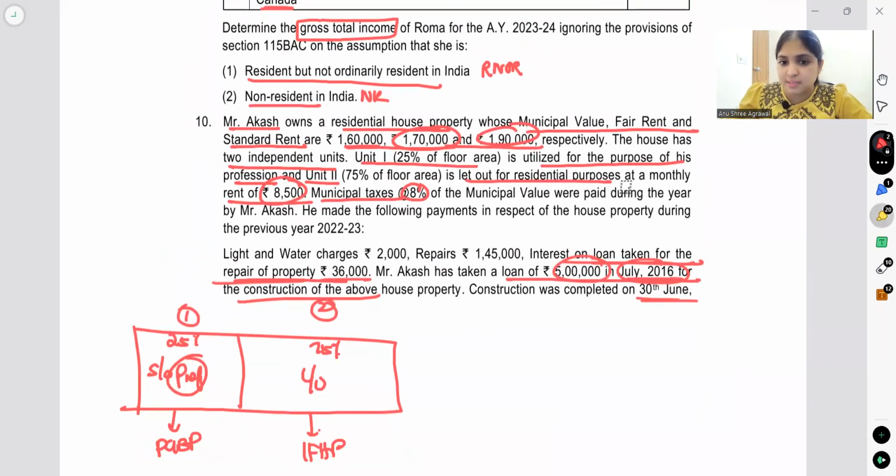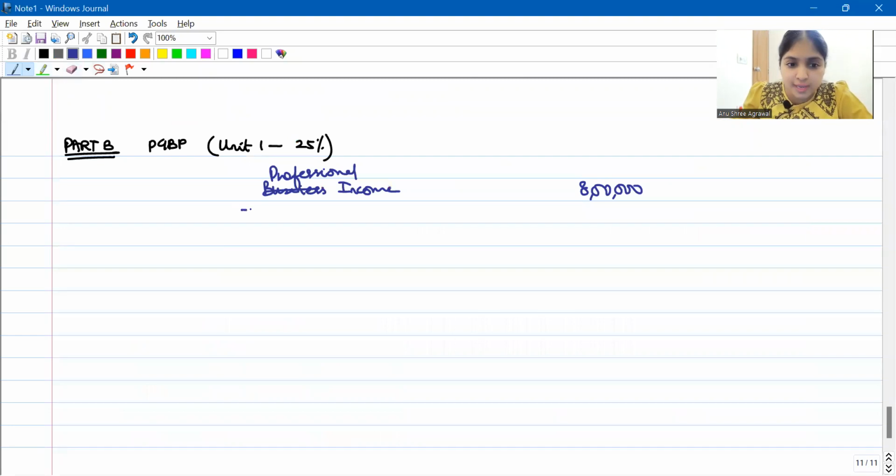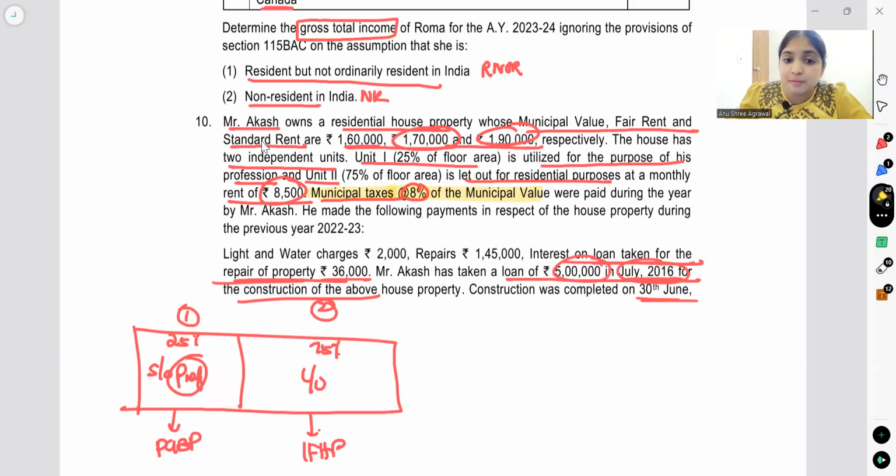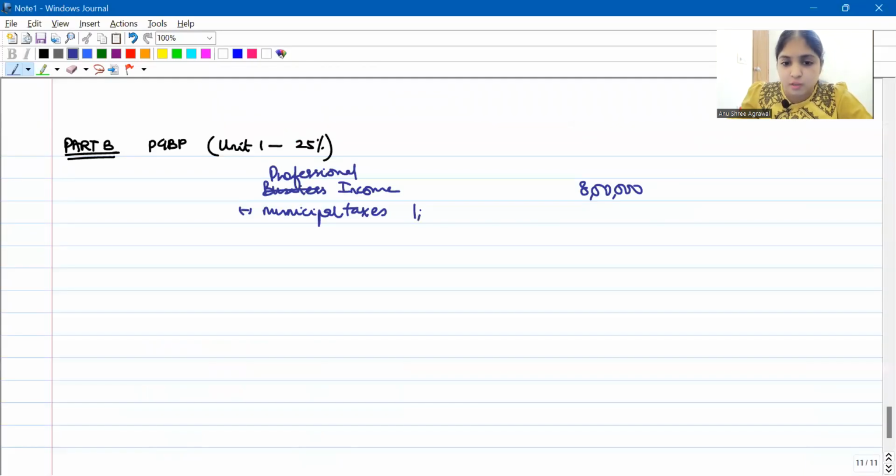Now, what are the expenses? Number 1, he has municipal taxes, guys. Municipal taxes is 8% of the municipal value. So less municipal taxes. Now, please do not forget, you're calculating only for 25% of the property. The municipal value is 1,60,000. So 1,60,000 into 8%, this is total municipal tax. But we are calculating only for 25% of the property, which is going to be 3,200. Okay, you're getting a hang of it.